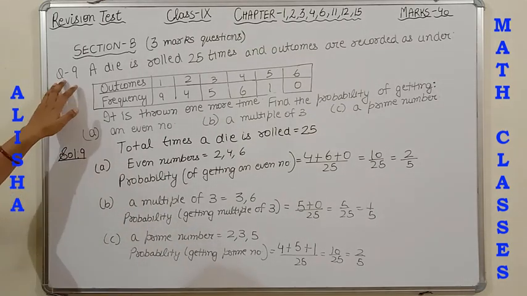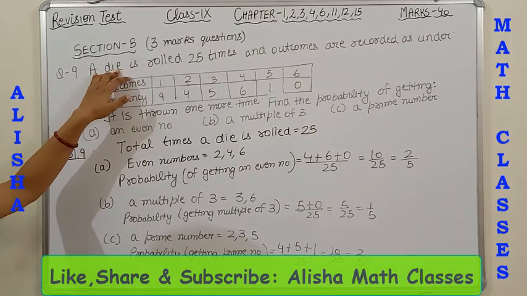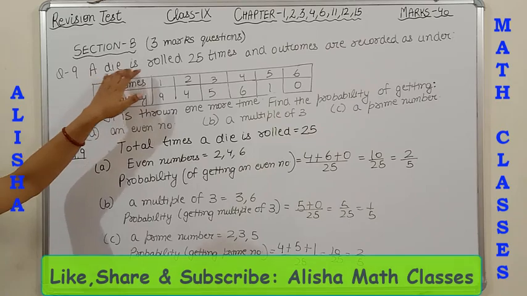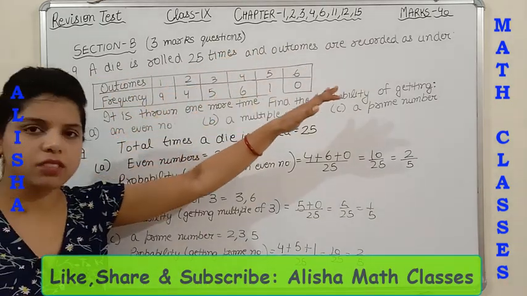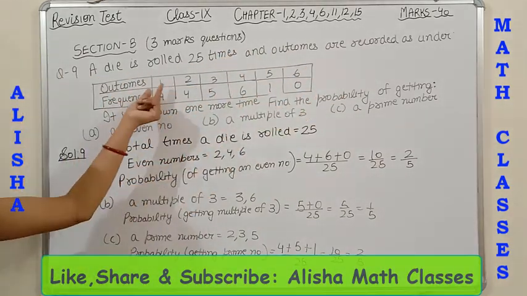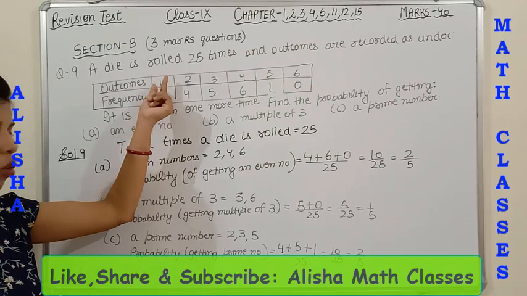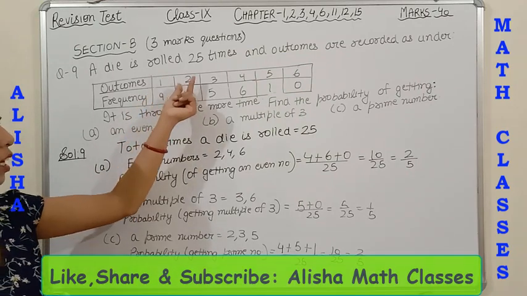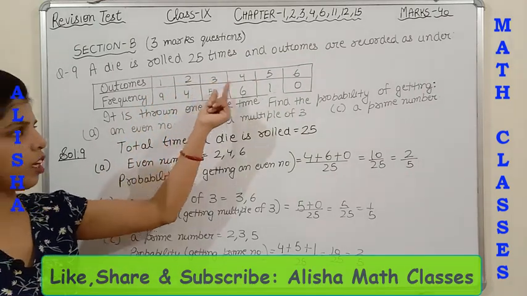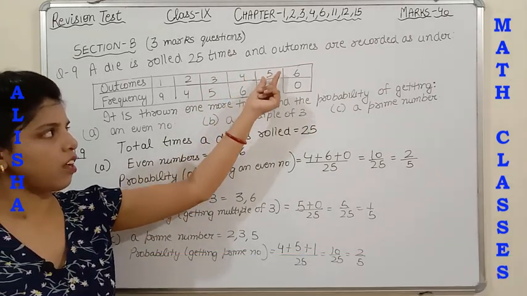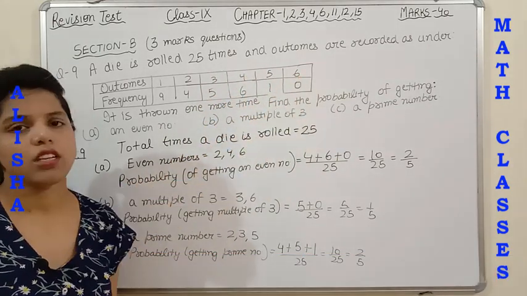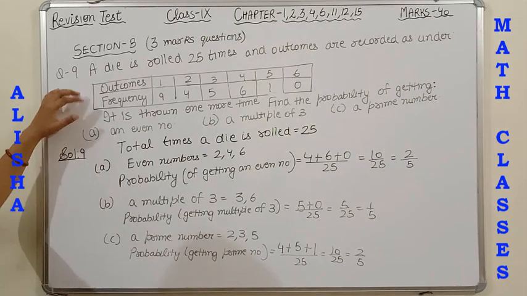Now students, next question is question number 9. This is based on probability, chapter number 15. A die is rolled 25 times and outcomes are recorded as under. When we roll a die, 1 comes 9 times, 2 comes 4 times, 3 comes 5 times, 4 comes 6 times, 5 comes 1 time and 6 comes 0 times. So these are the outcomes recorded.